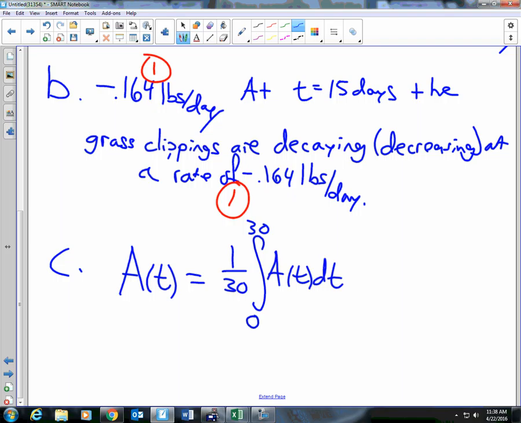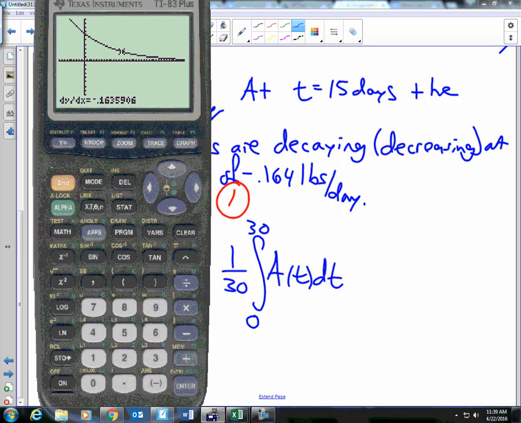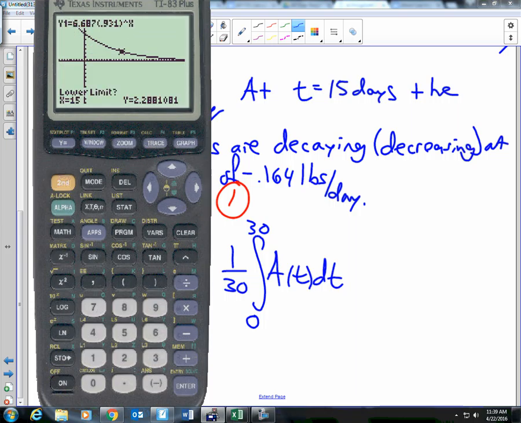That's the equation setup. Can I figure this out? Yeah, I have that. It's sitting right here in my calculator. So how do I figure that out? What do I do? Good. Second calculate 7, lower limit 0, upper limit.